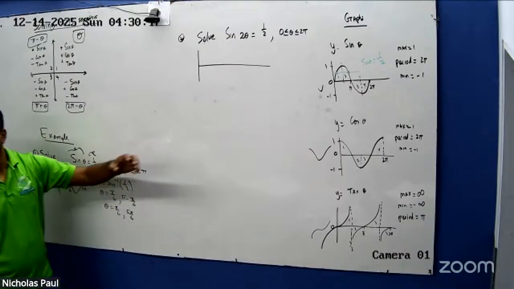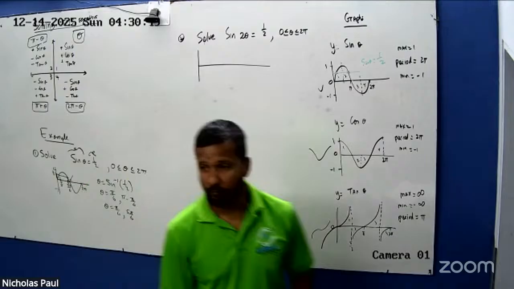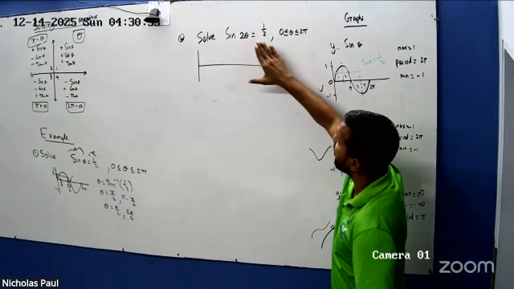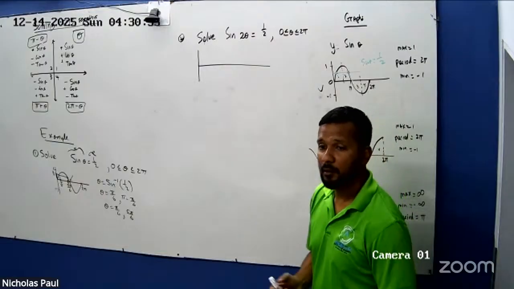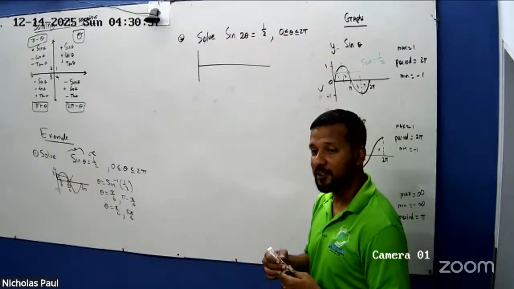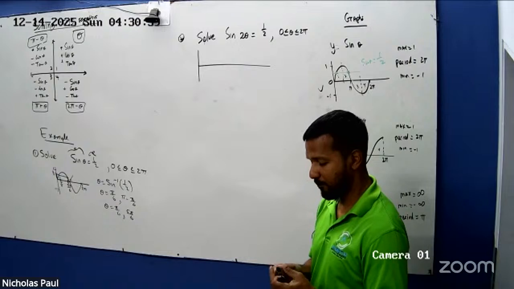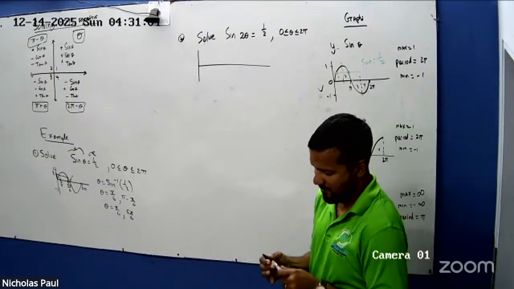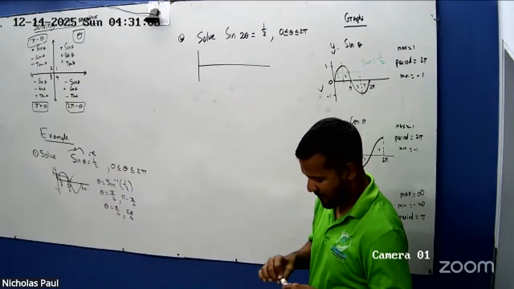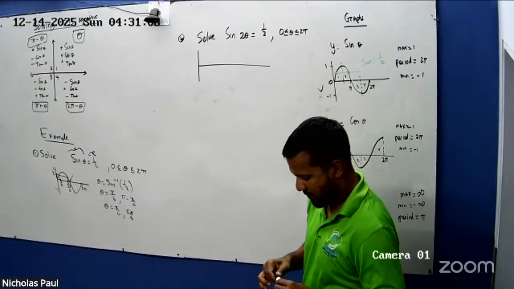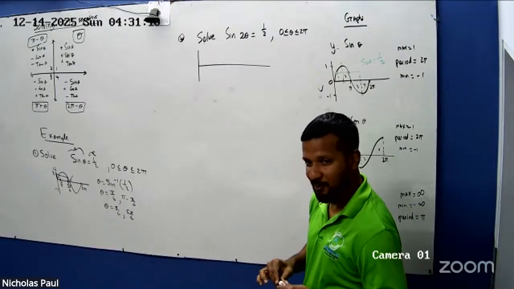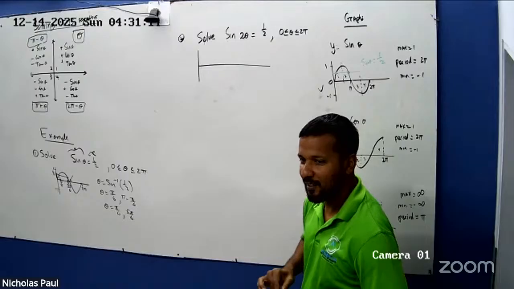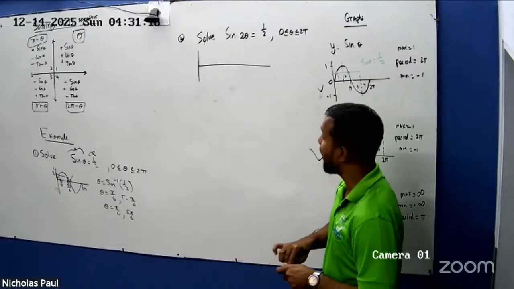What would happen here now? What does sine 2 theta look like? Adam, what does sine 2 theta look like? Sine theta. Yeah. Pi. What will the graph look like?